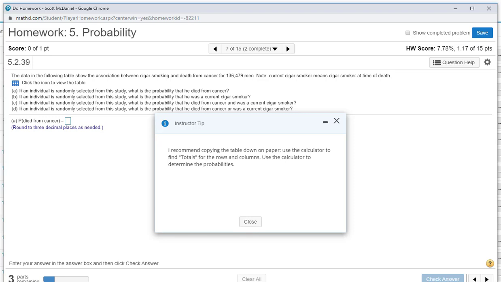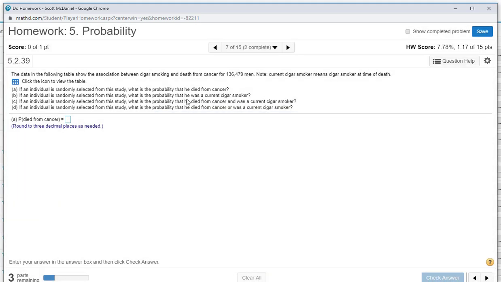So for this one, you notice an instructor tip should pop up. It reads, and this is what instructor tips are, ones that I put in personally. I say I recommend copying the table down on paper, use the calculator to find the totals for the rows and columns, and then use the calculator to determine the probabilities. Okay, so let's close that out.